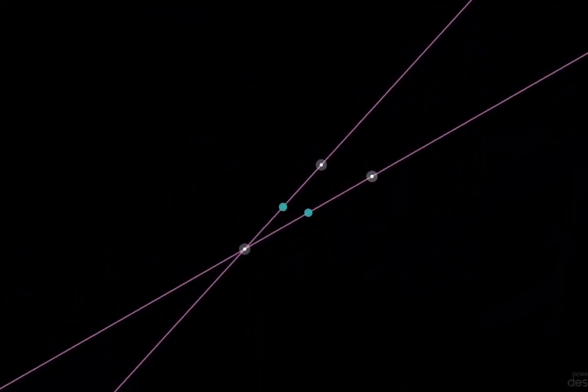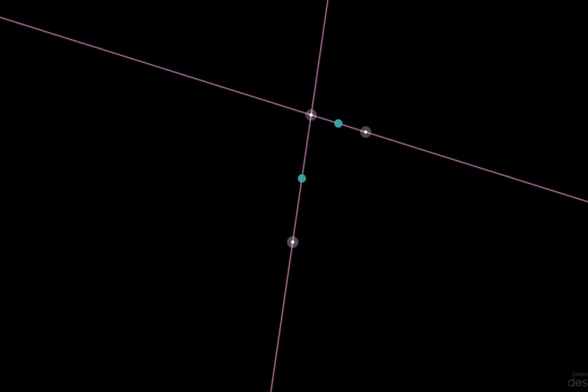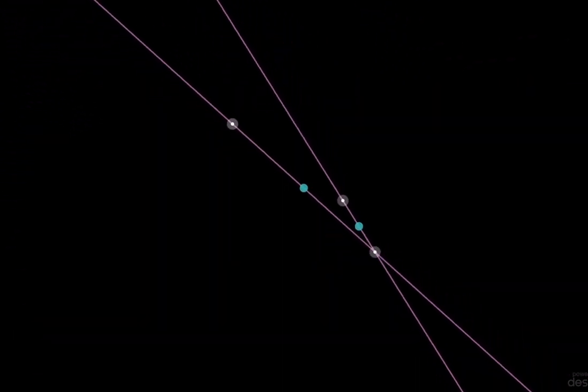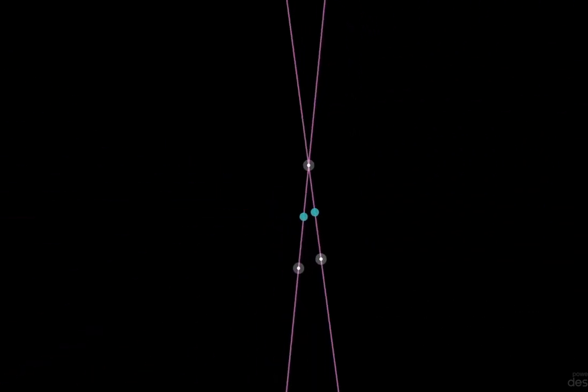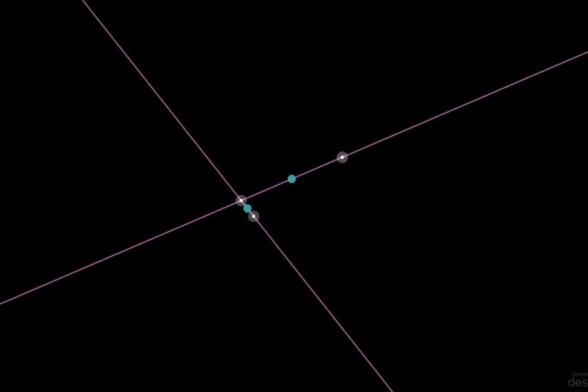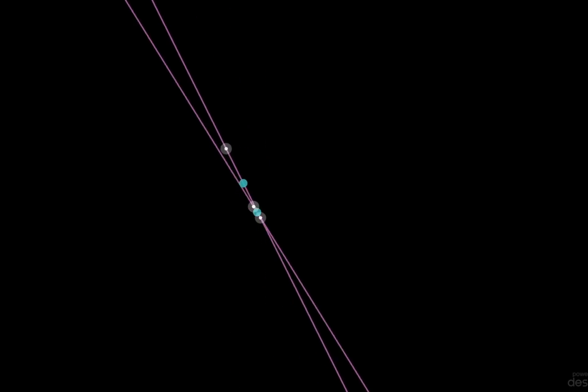Now we can add these midpoints to our visualization. You can see that they move around in the middle of the 2 white points, always sticking on the pink lines that we have so far. No matter where our white points go, our blue points are always in the right spot.